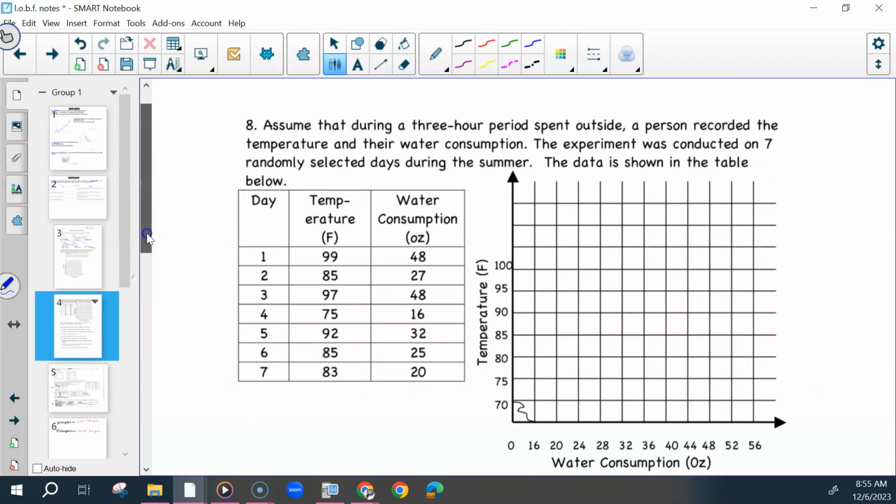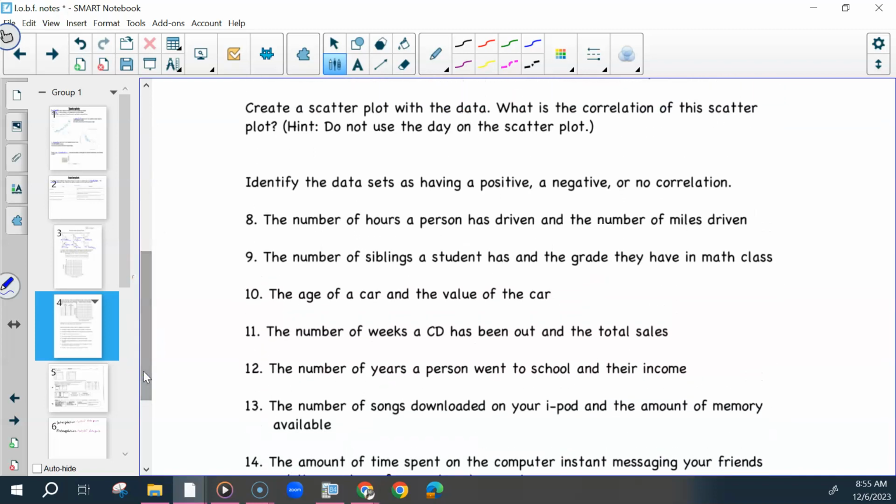Same thing with 8. So this is you thinking about this in general. Would these increase together? Would one decrease while the other increases, or do they have nothing to do with each other? So the number of hours a person has driven and the number of miles driven, would those increase together? Would one decrease while one increases, or do they have no relationship to each other? Positive, negative, or no correlation? Positive. The number of siblings a student has and the grade they have in math class. No correlation. They have nothing to do with each other.